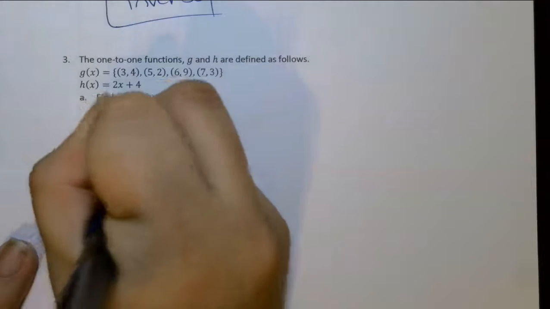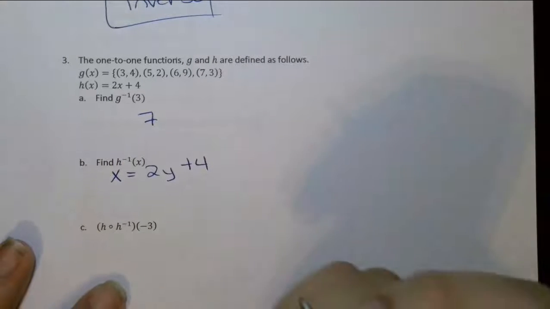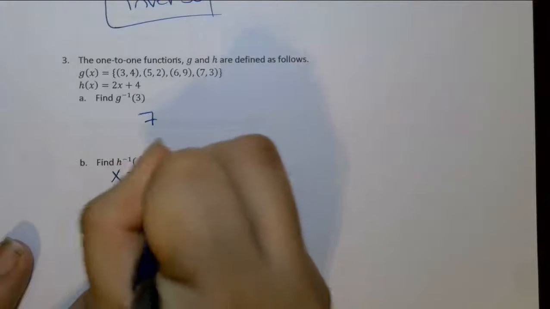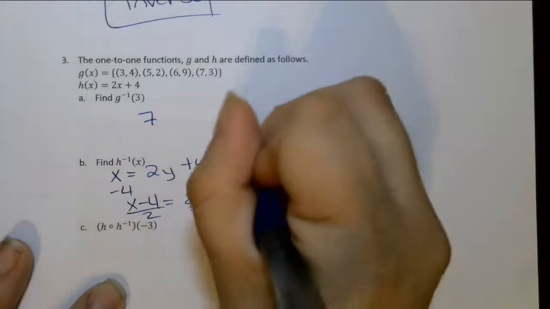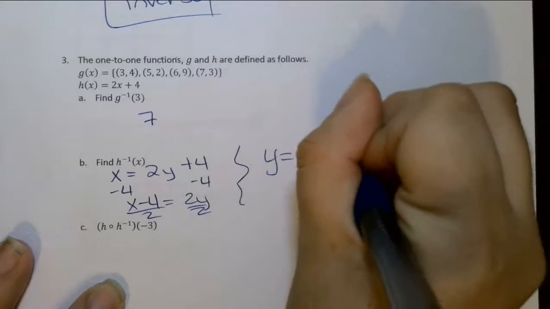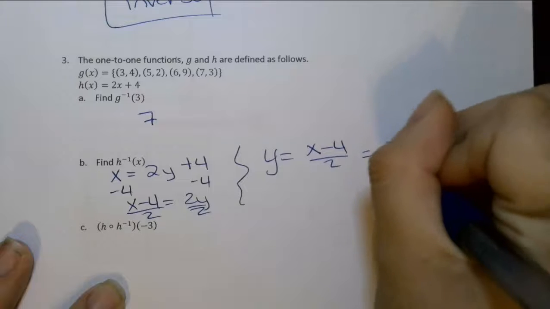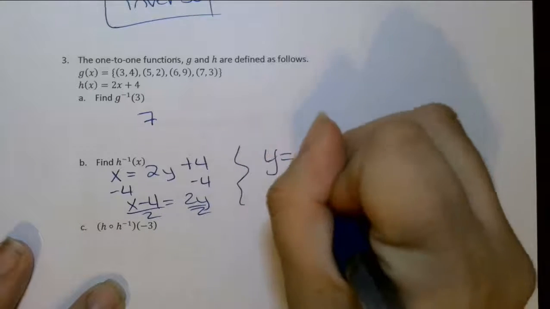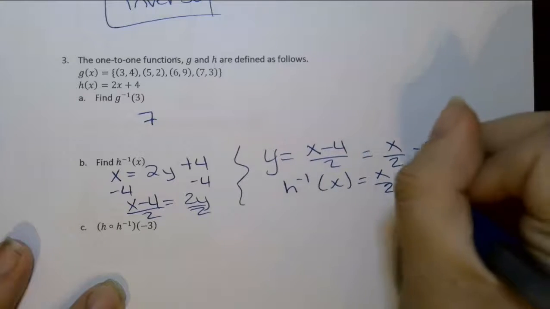B wants me to find the inverse function. So I start off by switching x and y. And then solving for y, I'm going to subtract 4 on both sides. I have x minus 4 equals 2y. Divide both sides by 2. I get y equals x minus 4 over 2. I can simplify this, so it would be x halves minus 2. And then I write h inverse of x equals x over 2 minus 2.